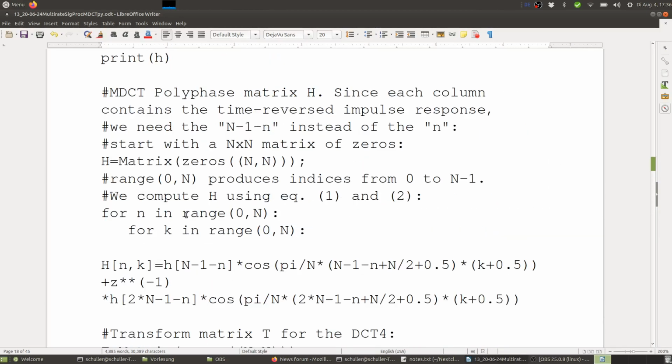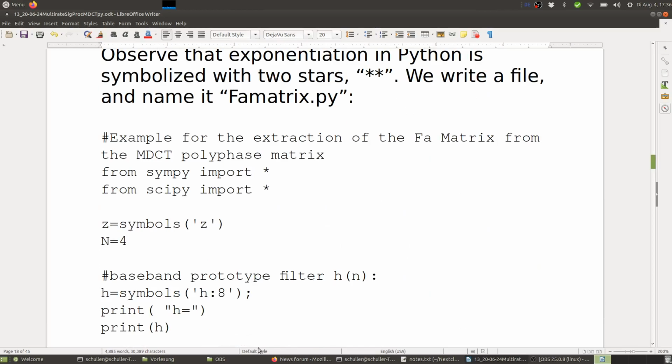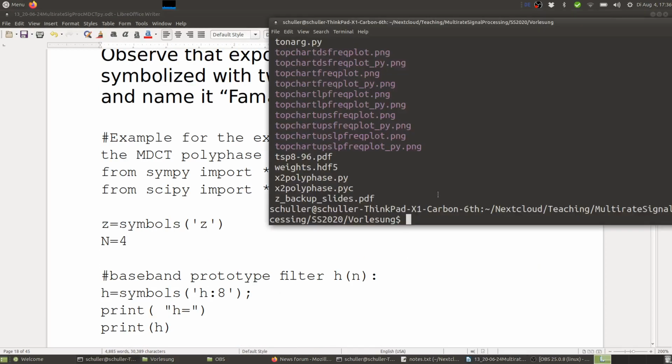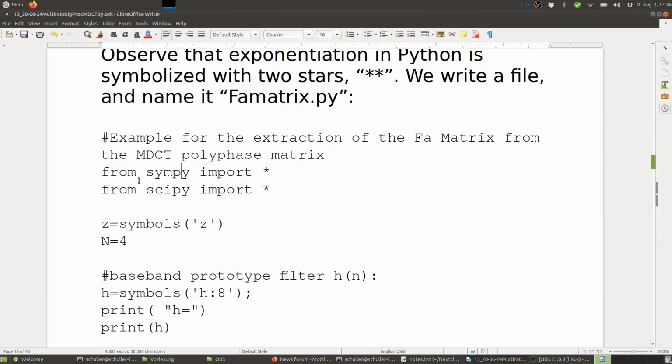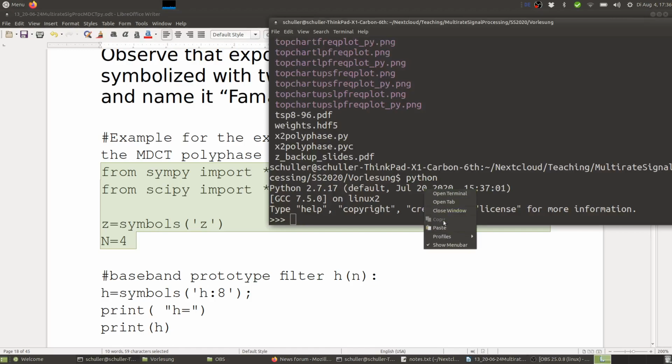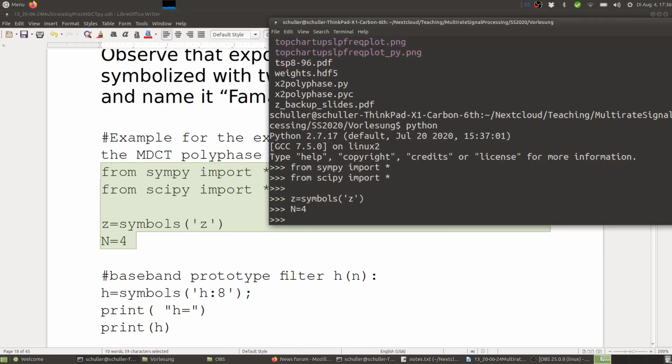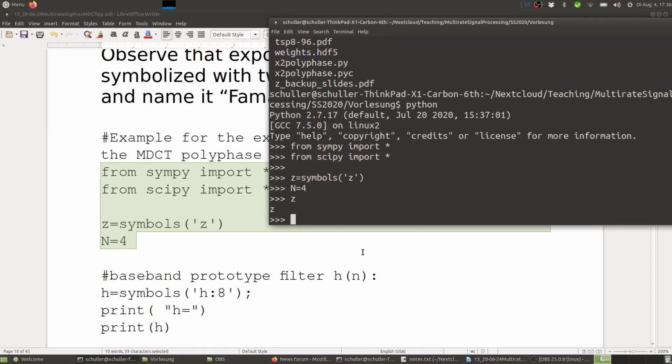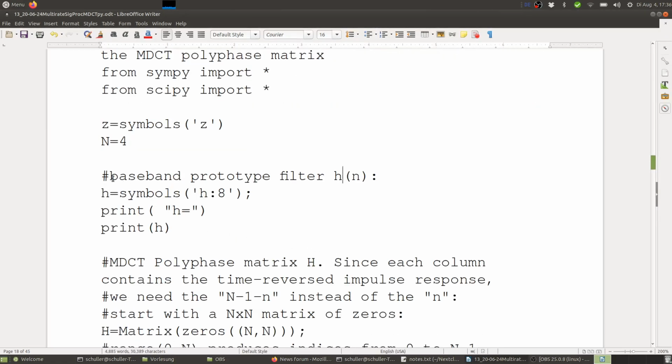So let's try this. Let's open a terminal window, start Python, and now I can simply copy and paste. Let's see if that works. So z is our symbol again. Here we have our baseband prototype filter.